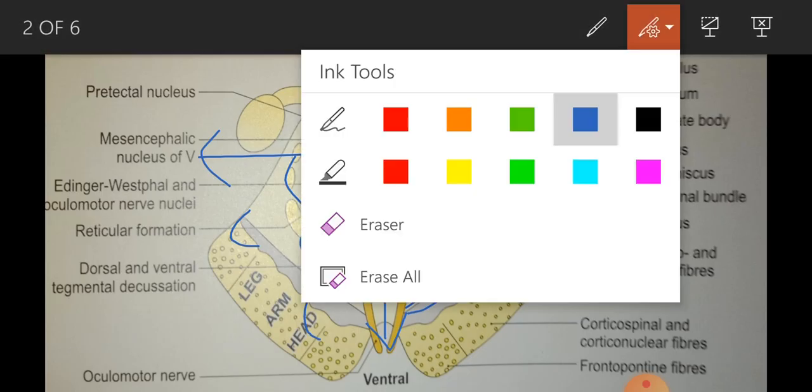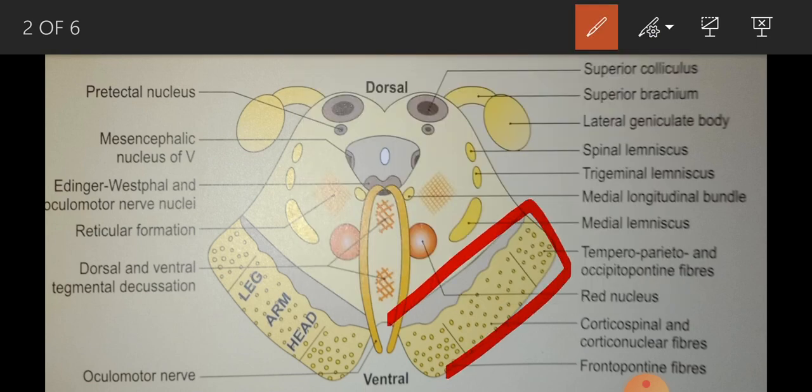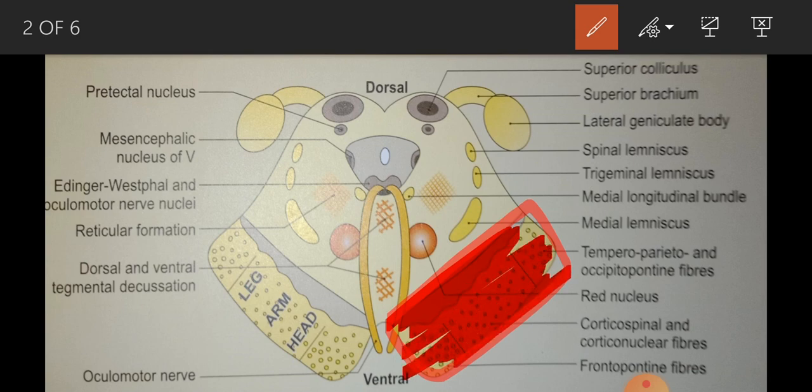So which part of the midbrain is affected? This part of the midbrain is affected. In Weber syndrome, we have to mention two important features. One is the contralateral hemiplegia due to the involvement of the corticospinal tract. The other is the ipsilateral lateral squint due to the involvement of the oculomotor nerve. The corticospinal tract is otherwise called the pyramidal tract.